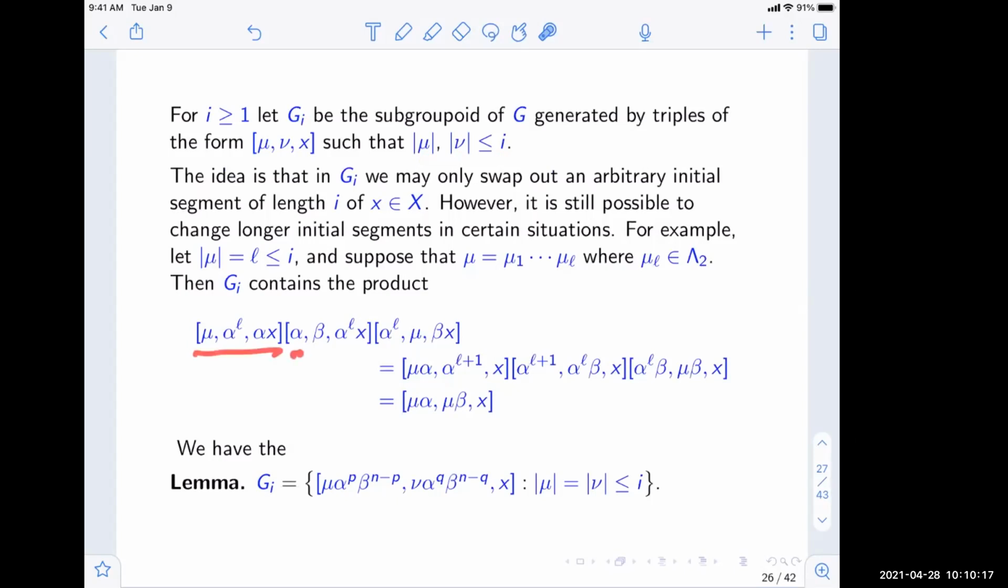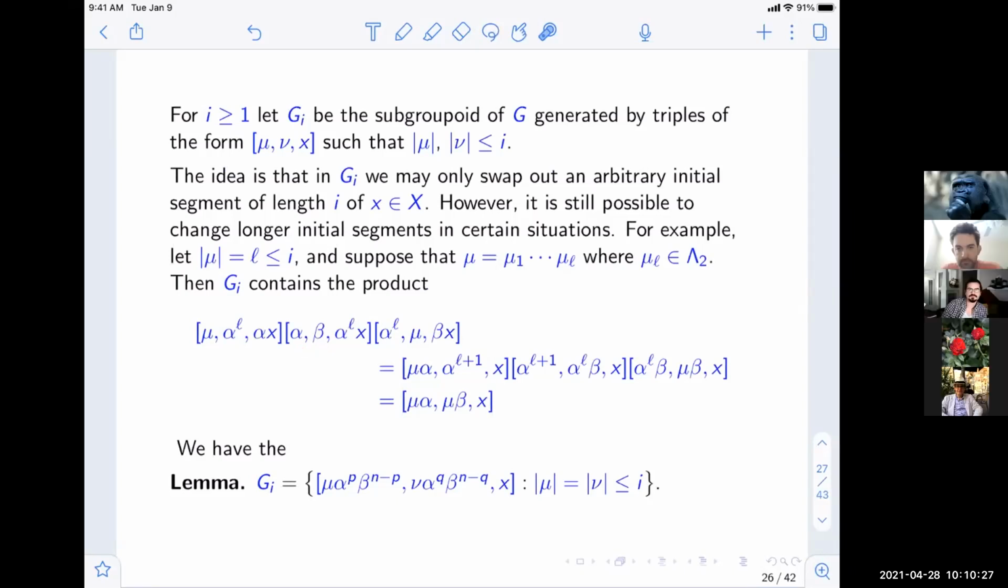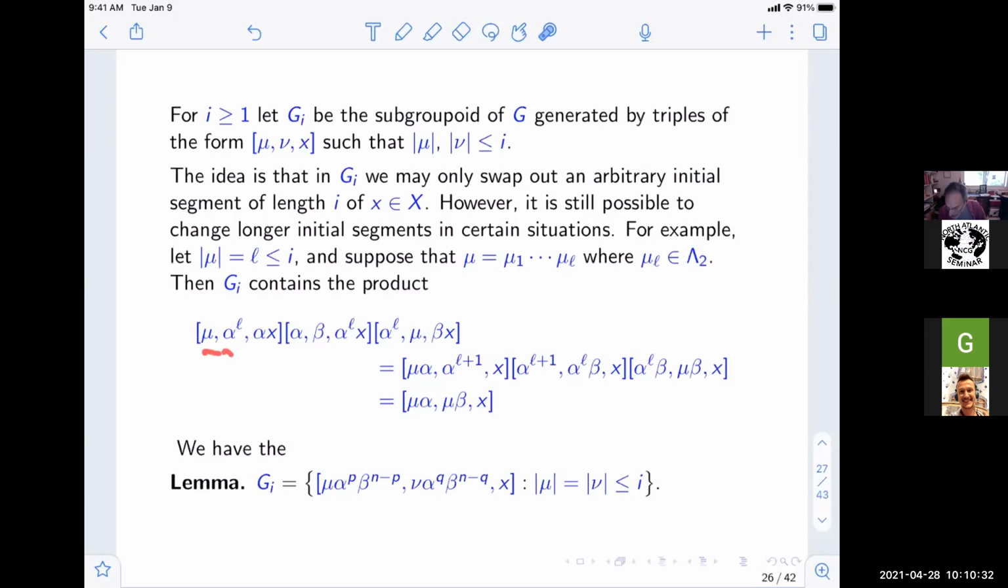These three elements are typical elements in G sub I, because the beginnings all have length less than or equal to I. So if the length of mu is L, which is less than or equal to I, then our first two coordinates in all three of these are of that type. But if we multiply these together, we get something that has longer coordinates. And so to identify those, we have this lemma.